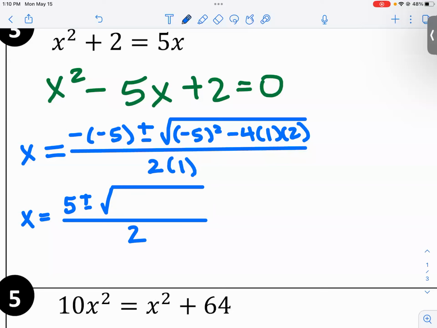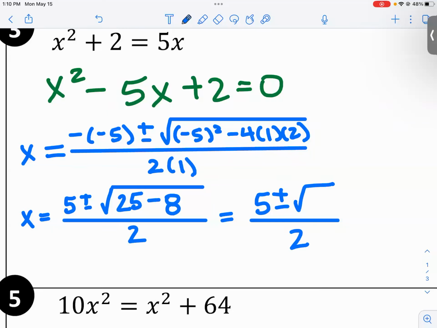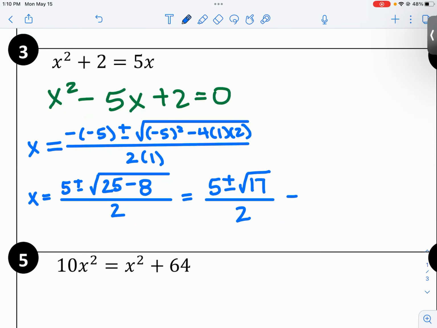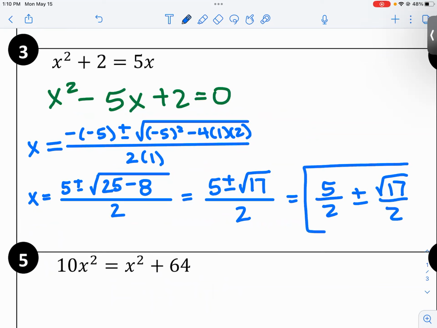So would you say that we have 5 plus or minus the square root? Under that radical, do we have 25 minus 8? What's 25 minus 8? 17. 17 is a prime number, isn't it? Yeah. So we're not going to be able to reduce it under the radical. So we have 5 halves plus or minus radical 17 over 2.